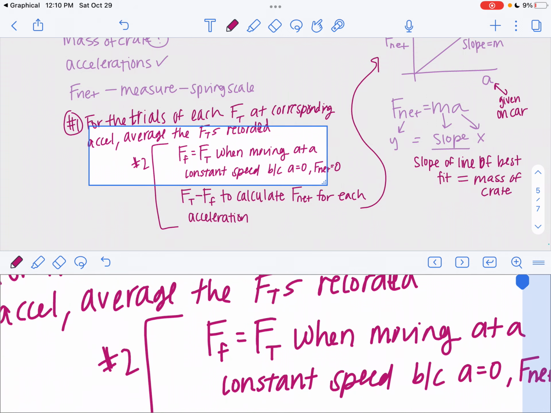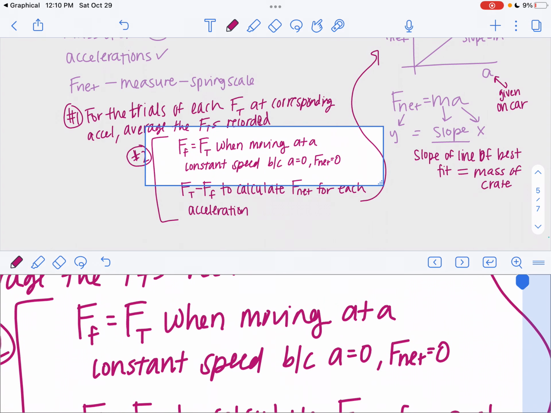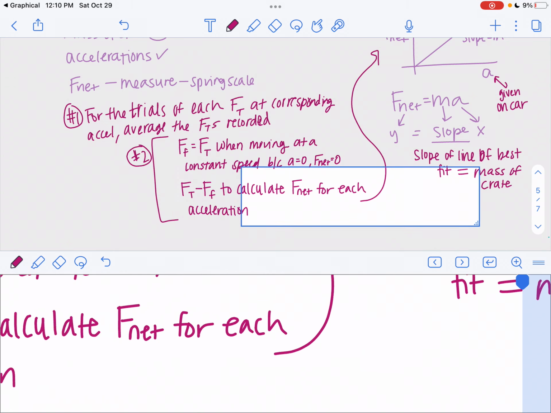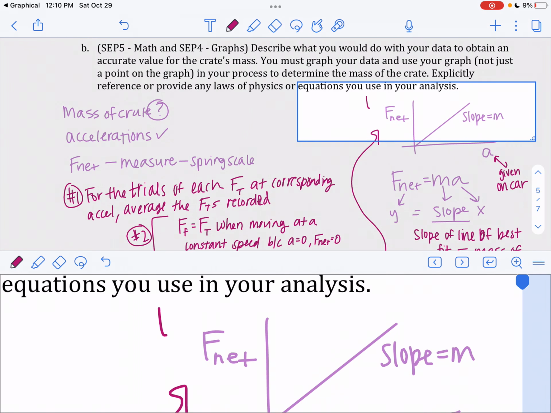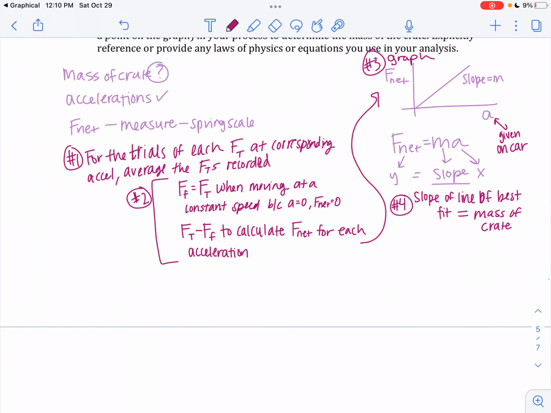Then step 2 will be this section, so figuring out what the force of friction is, and then being able to calculate F net for each acceleration. Then step 3 will be actually making this graph. And then step 4 will be finding that line of best fit, and that'll be equal to the mass of the crate.